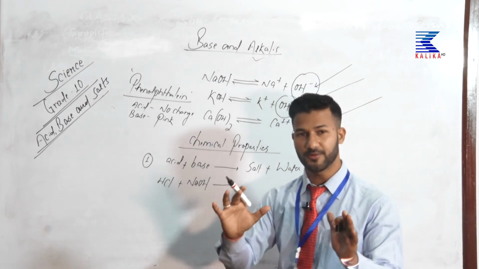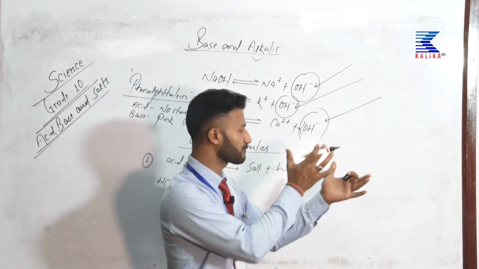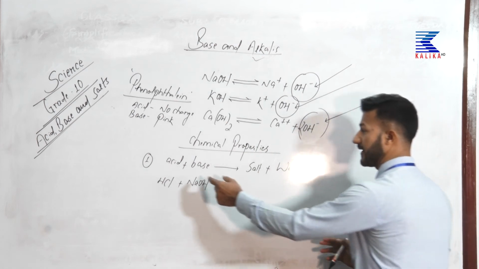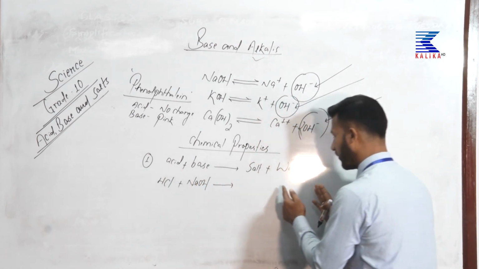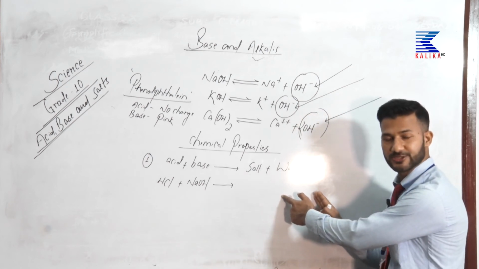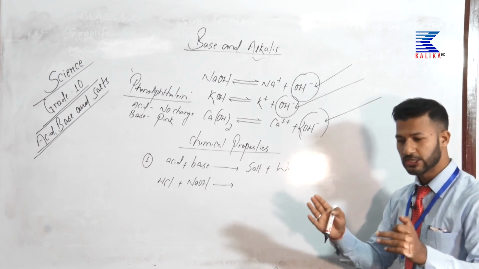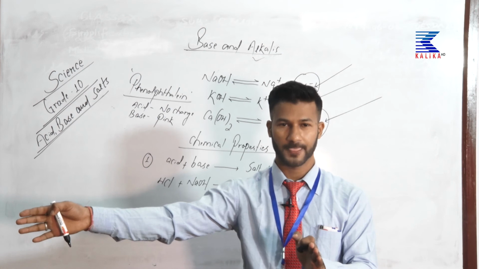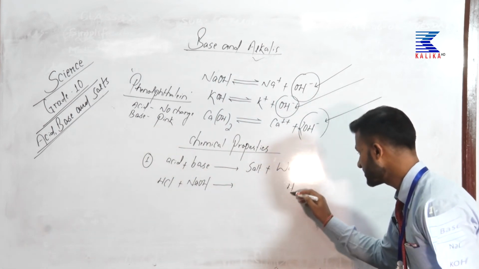I already gave you one good idea to find out what products would form there. Whenever you find acid and base being reacted together, water is sure. So, you can write water directly without even thinking much about it, because you already know. Acid plus base, salt and water, done. Water means H2O.